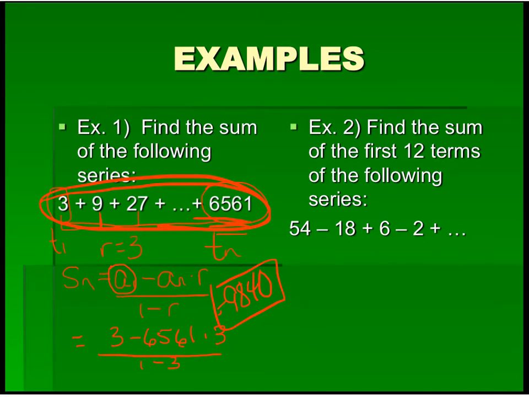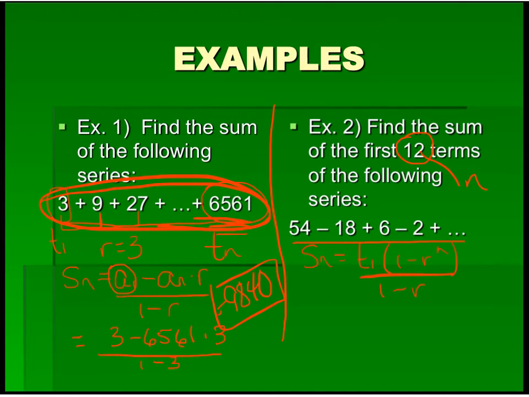In our next example, we're supposed to find the sum of the first 12 terms of this series. This is a case where I don't know my last term, but I do know n. N is 12. So now I want to use the first version of the formulas, which was on the previous slide. So let's write that down now. And again, we'll start filling things in. We know our first term.